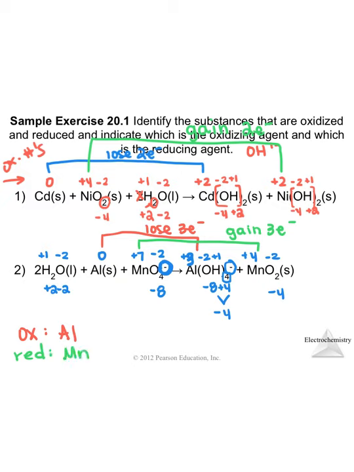You guys, in these, there will only be one thing that's oxidized and one thing that's reduced. So everything else should stay the same. All my oxygens are -2. All my hydrogens are +1. Okay, so if that is not true in yours, you've done something wrong.